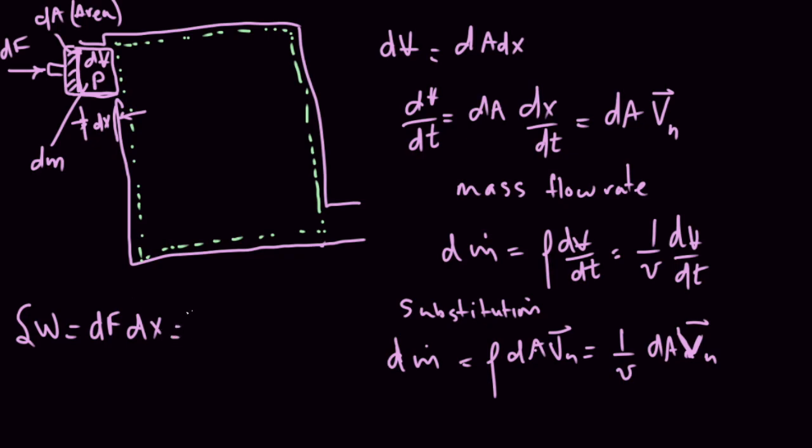And we know that force is equal to pressure times area, so this is P dA dx. We're assuming pressure is constant during this process, so that's why we just have it as a constant. And therefore the area times the swept distance is basically dV. So this equals P dV. And we've seen this before, right? We're going to call that the flow work.